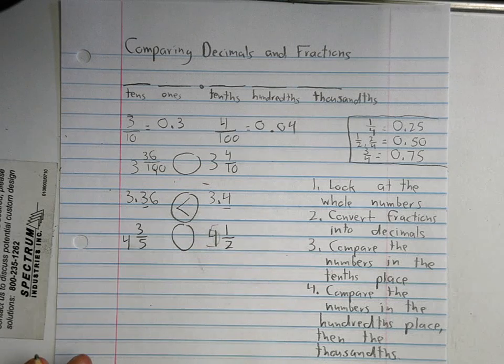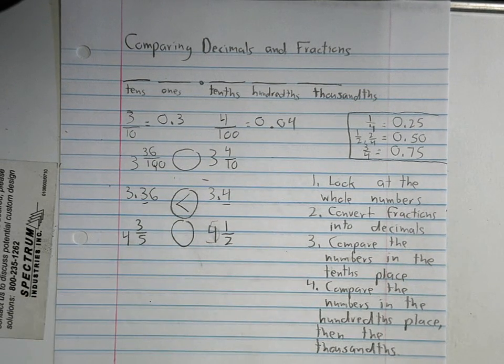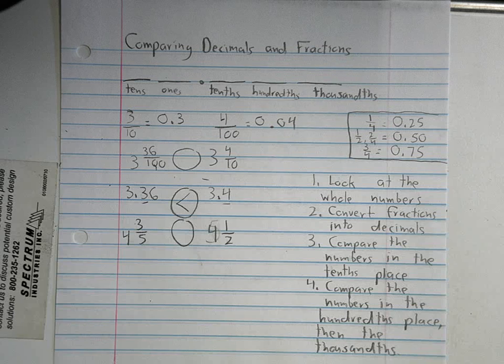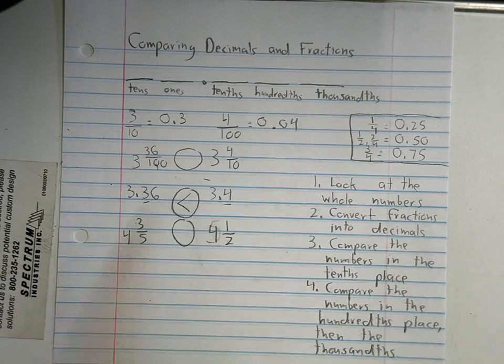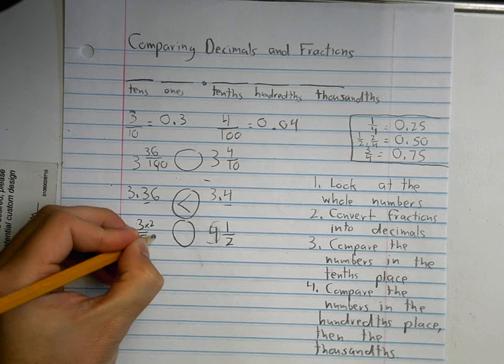Now, neither of these have a 10 or a 100 in the denominator's place. What can I do to this 3/5 fraction to make it easier to write the decimal? What can I do? Andrew. Multiply it by 2. Why am I going to multiply the numerator and the denominator by 2? So you can get to 10. Yeah, so we can have a 10 in the denominator because we have a tenths place. So we're going to multiply both by 2, the numerator and denominator.